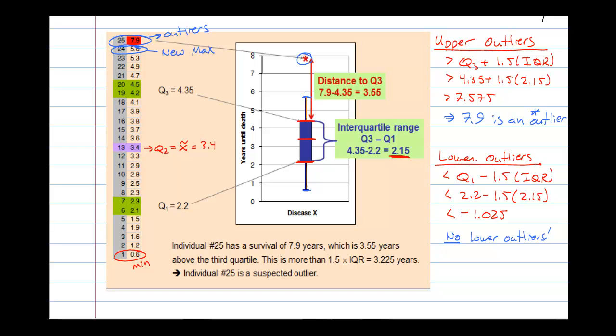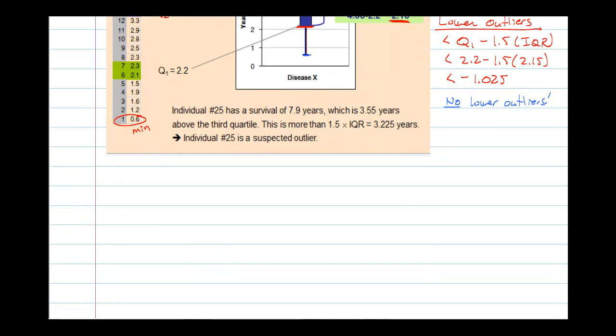So now that we know how to determine outliers, the next question is how do we deal with them? What do we do with them?